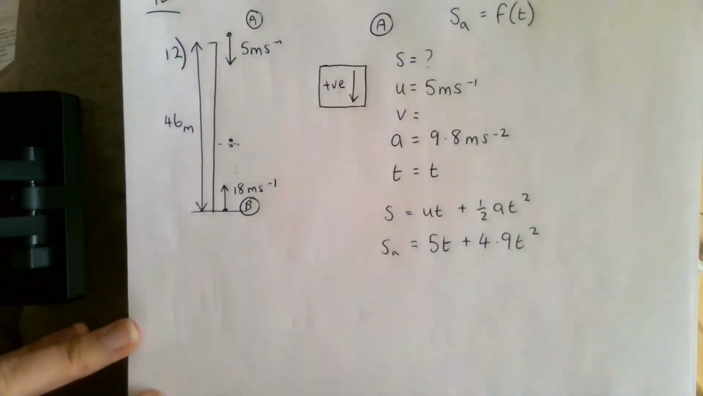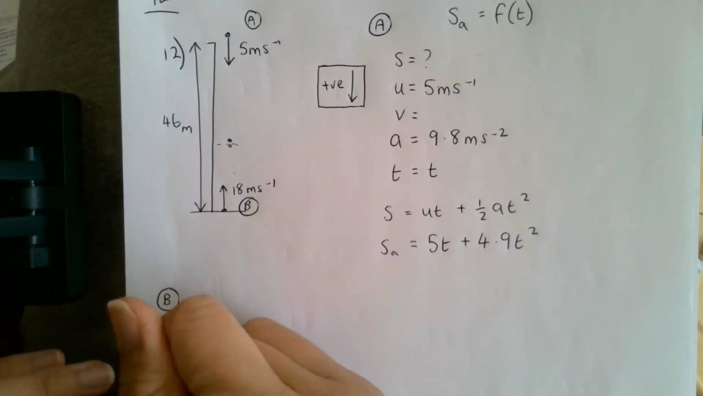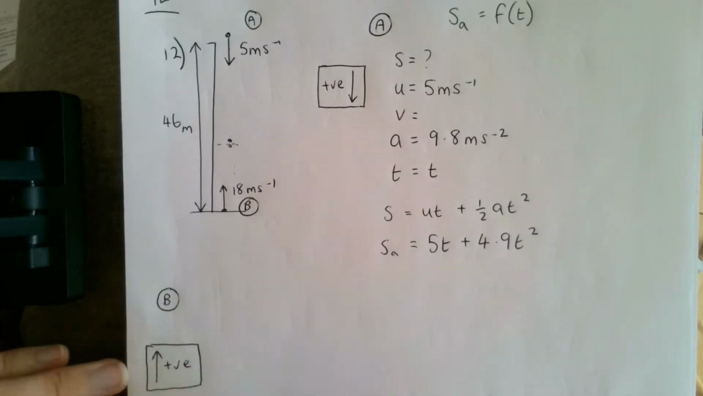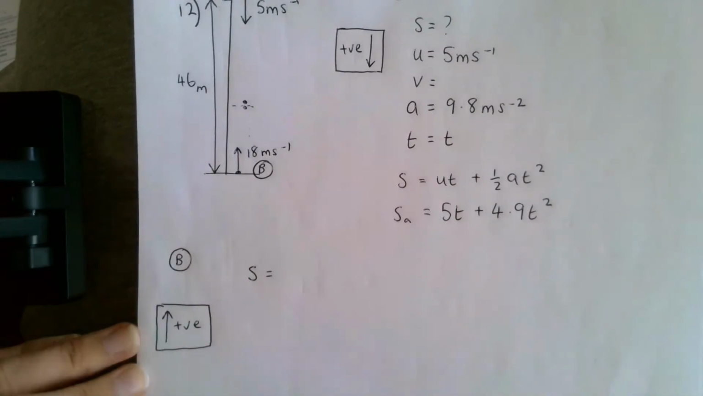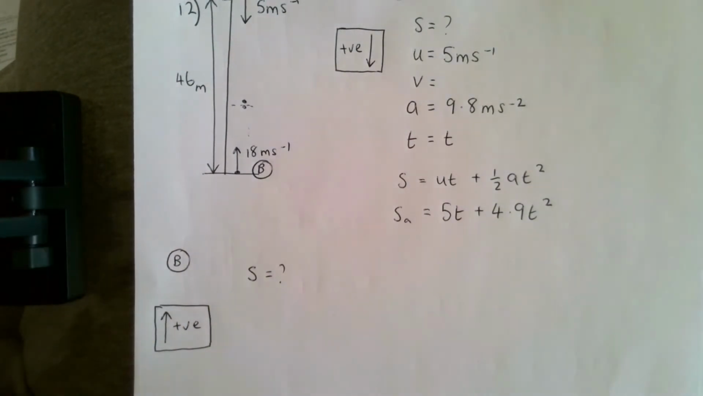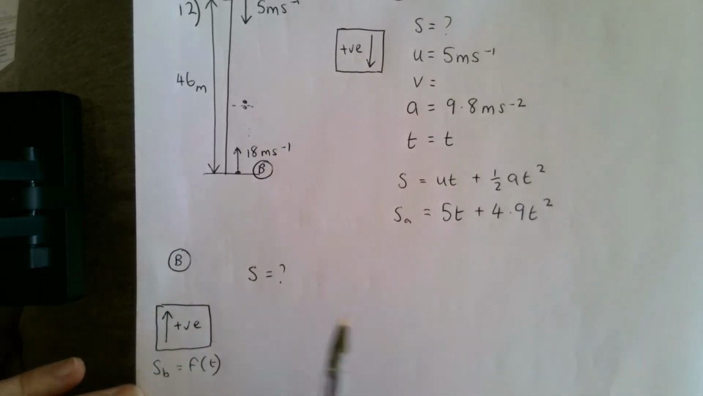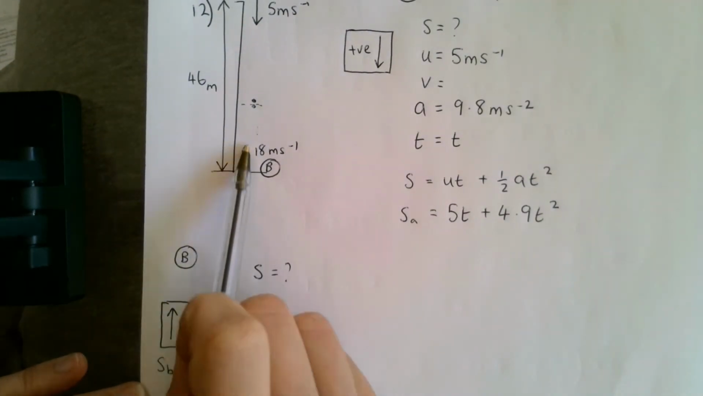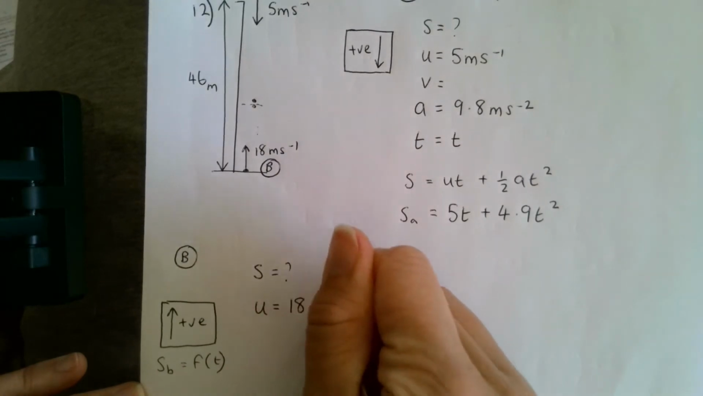Now let's do the same for B. So we're looking at ball B this time, and I am going to take upwards as being positive. B is moving upwards, so I expect the displacement upwards is going to be positive here. So s is what I'm trying to find out. Again, I want to find the displacement of B as a function of time. Remember, that's what we did in example 13 as well. Now I know the initial velocity of B is 18 meters per second, and it's upwards, so that can stay nice and positive, 18 meters per second.